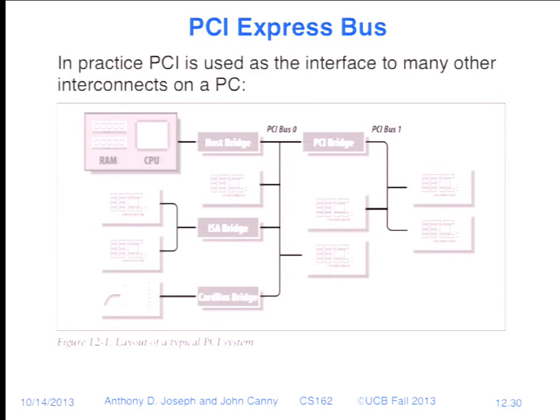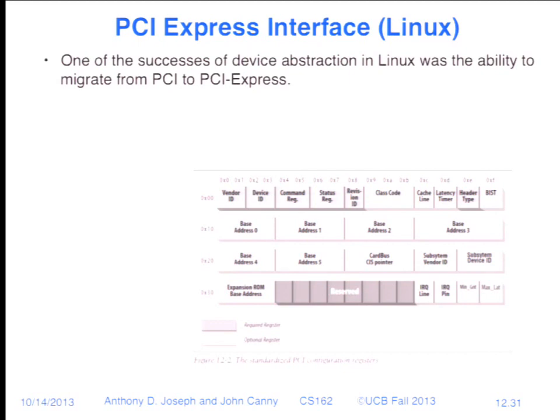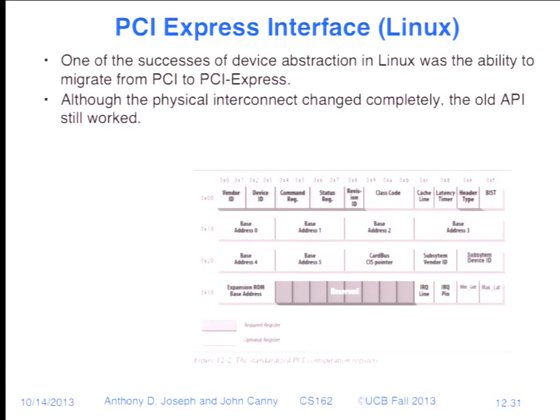All right, so that's all hardware related, but it does imply between this picture of things and the previous picture, which was the true parallel bus, a radical change in the hardware. But from a software point of view, the remarkable thing is that one of the successes of abstraction in the Linux system has been that people were able to migrate code from the PCI bus standard to PCI Express without changing their code most of the time.